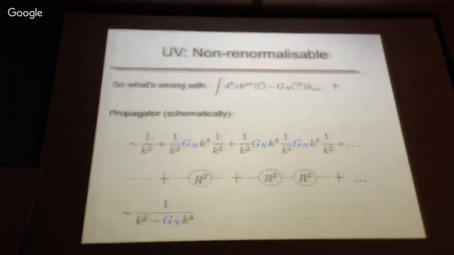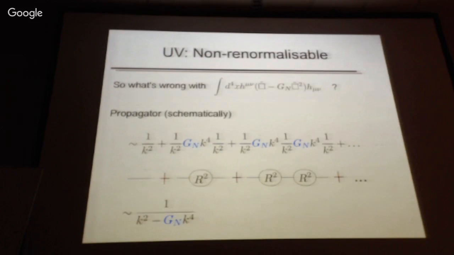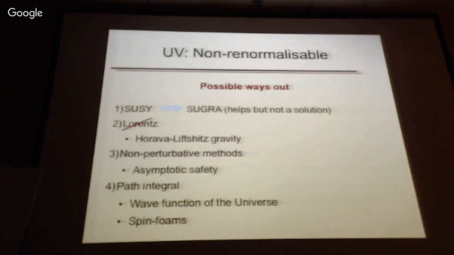So all these terms here give you equations of motion that have more than 2 derivatives, so 3 or 4 time derivatives. So, possible ways out. Again, we can do supergravity, that is, adding supersymmetry, and get cancellations. But it doesn't work.